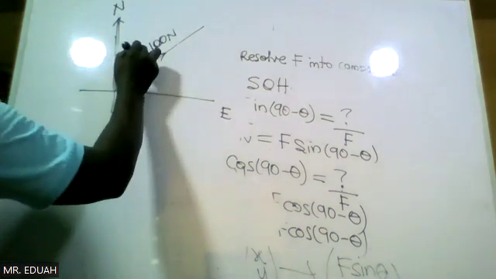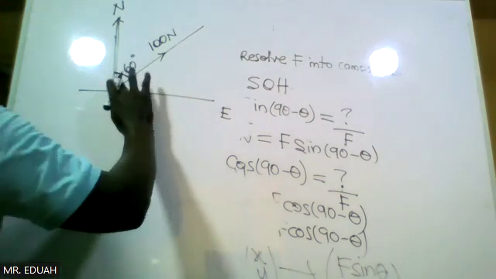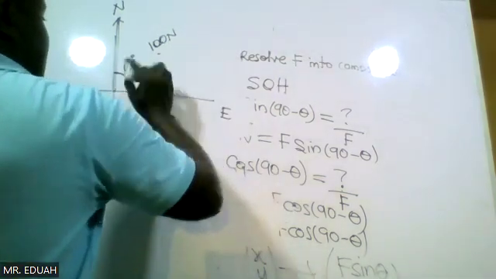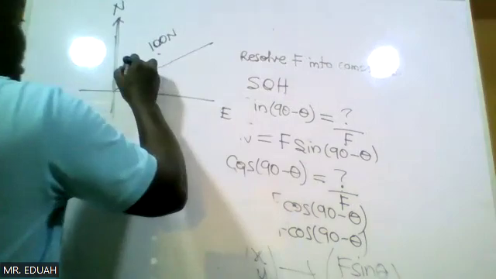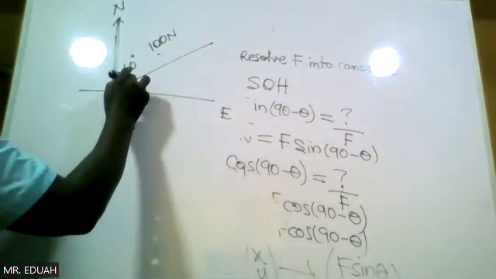The angle it makes with the, let me draw the 60. It should be a bit larger. The angle it makes with the x-axis is 30.